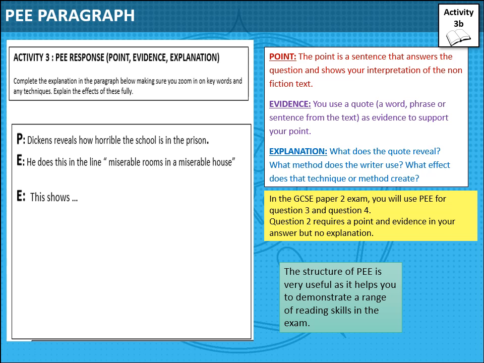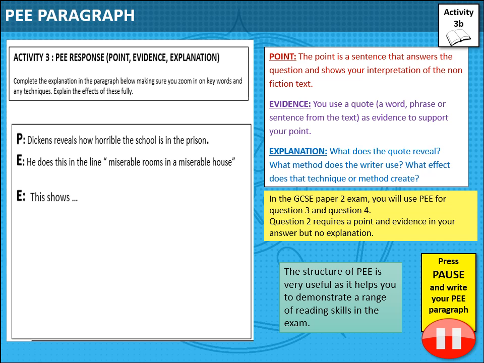It is important to note that in the GCSE Paper 2 exam, you will use PEE for question 3 and question 4. Question 2, however, requires a point and evidence, but no explanation. Therefore, it's important that you follow the structure as closely as possible. Press pause now to finish off this PEE paragraph and then press play to move on.